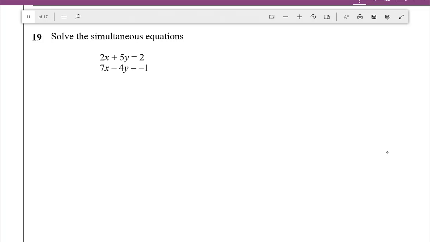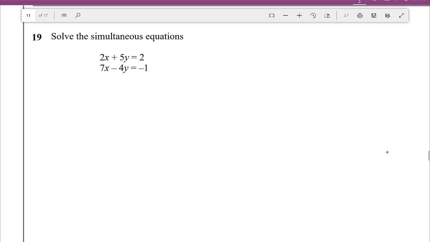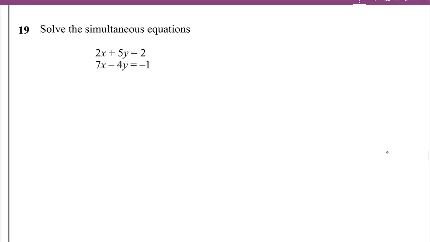Now question number 19, solve the simultaneous equations 2x plus 5y equals 2 and 7x minus 4y equals minus 1. Now we can clearly see that none of the terms are the same, and we cannot cancel anything out. So what we need to do is multiply maybe one of the terms or two of the terms by a different number to make the terms same. Now I cannot make them the same by just multiplying one of the equations, so I have to multiply, let's choose the x terms, so let's cancel the x terms away.